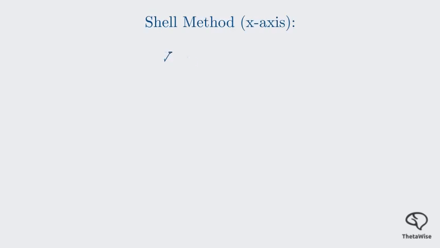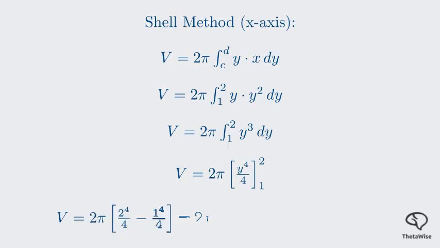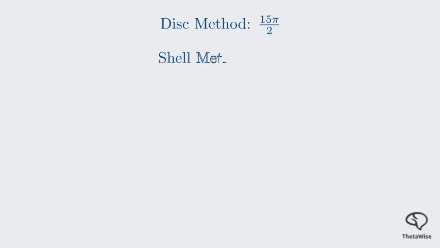The formula for the shell method rotated about the x-axis is V equals 2 pi times the integral from c to d of y times x dy. To use this, we would need to integrate with respect to y, meaning our limits would be 1 and 2, and x would be y squared. In this case, the shell method actually gives the exact same result.